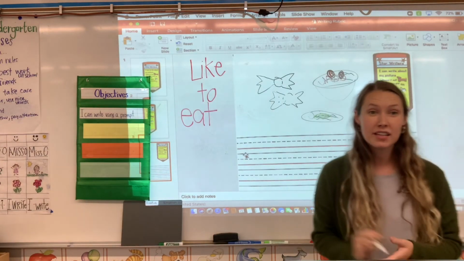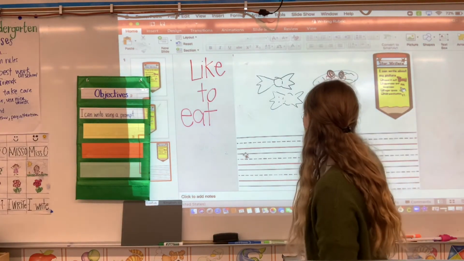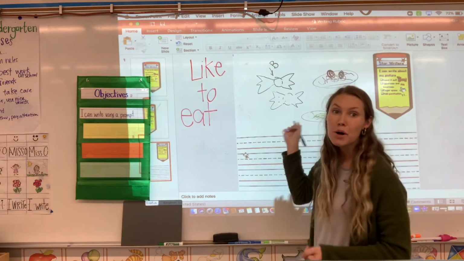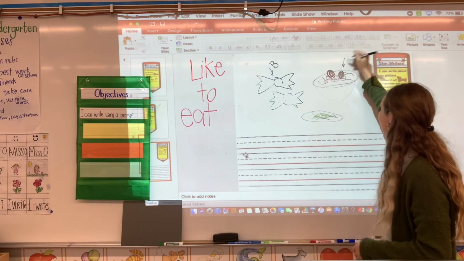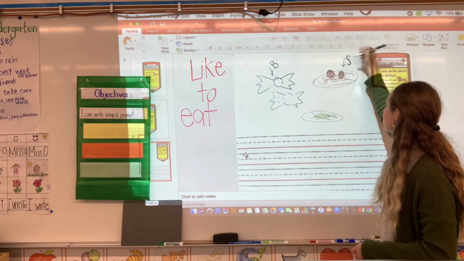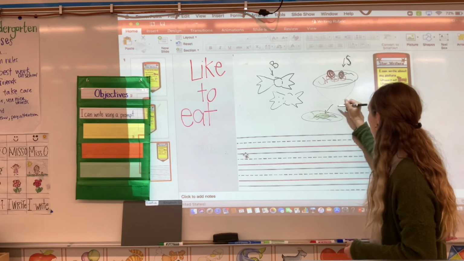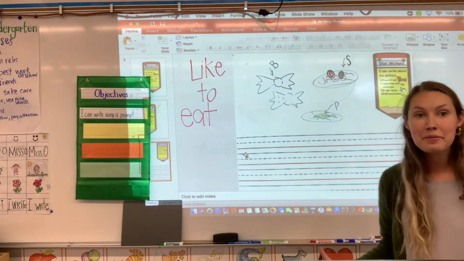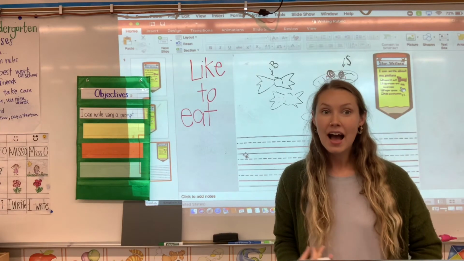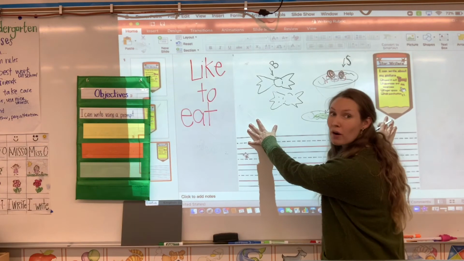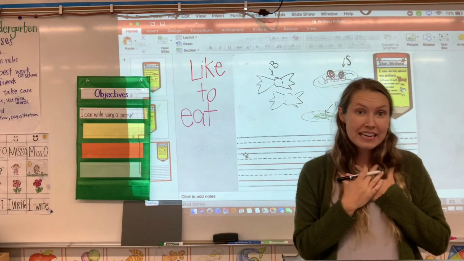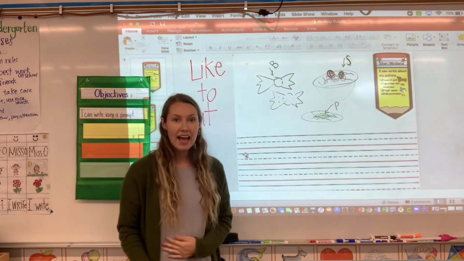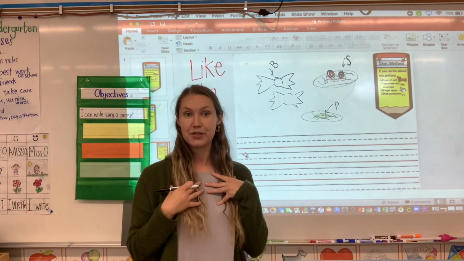Now if I wanted to label my picture, I could go in and make an arrow and put B for bow tie. I could put an S for spaghetti, and I could put a P for pesto. And now I'm ready to write my sentences. I know that I can do a little bit more than labeling. That's where I'm at with my writing. So I'm going to go ahead and sound out some sentences. And I want to start with, I like to eat.